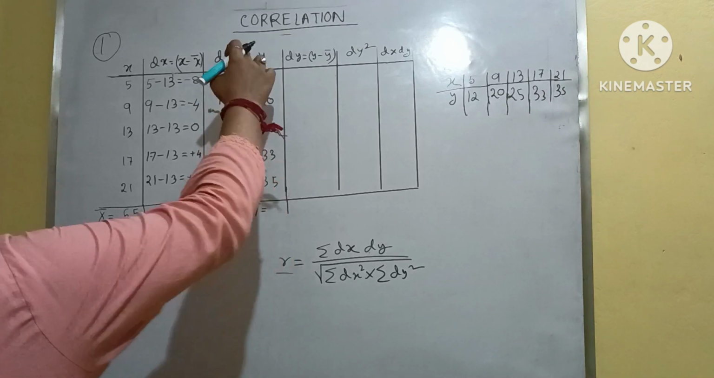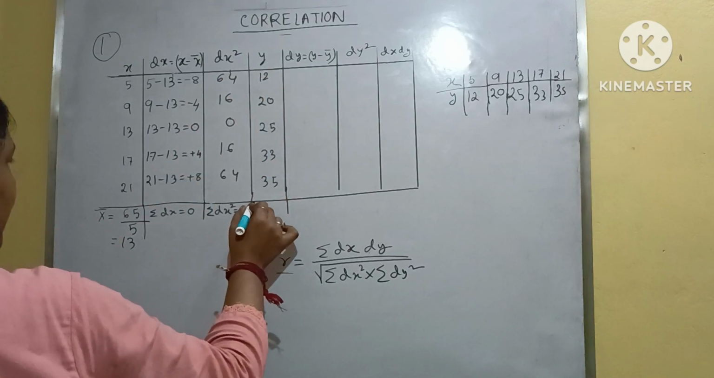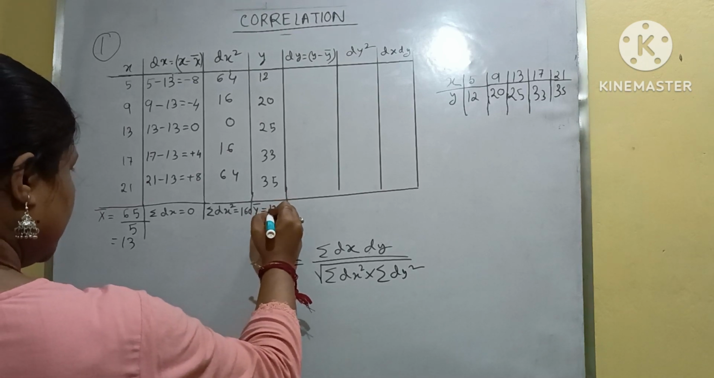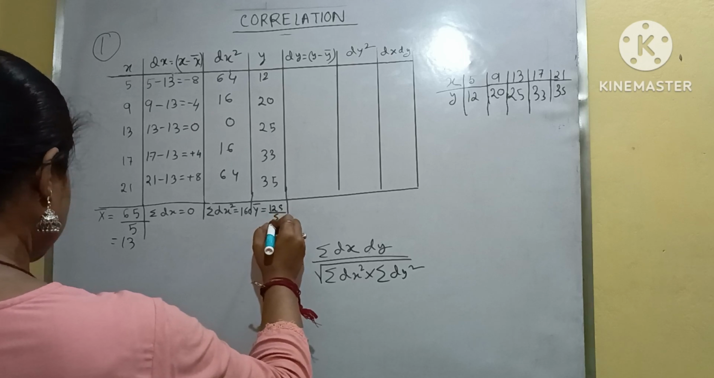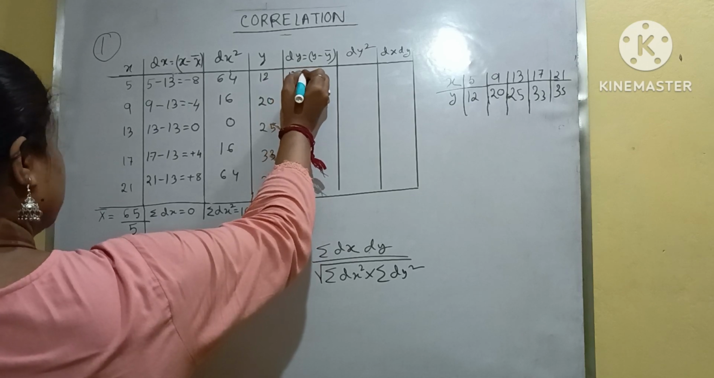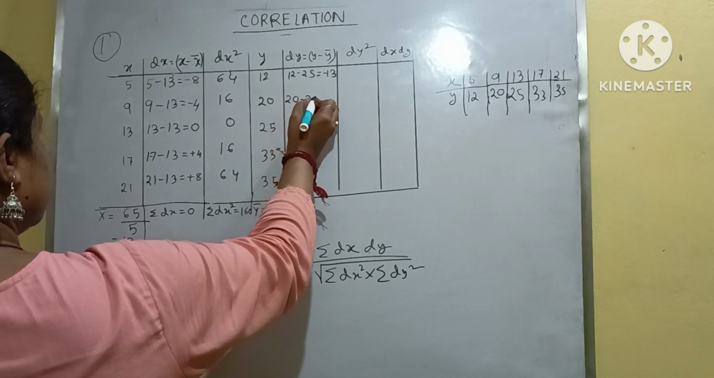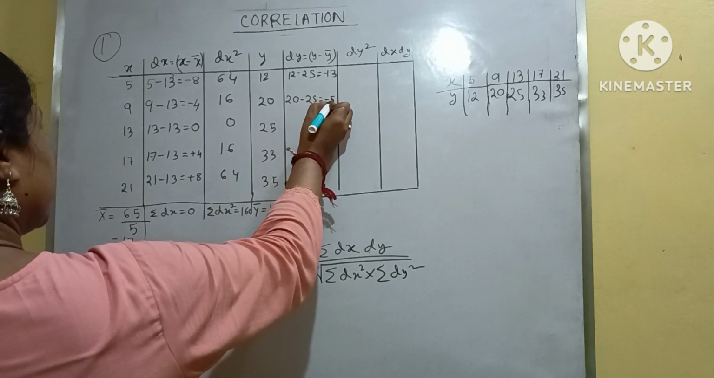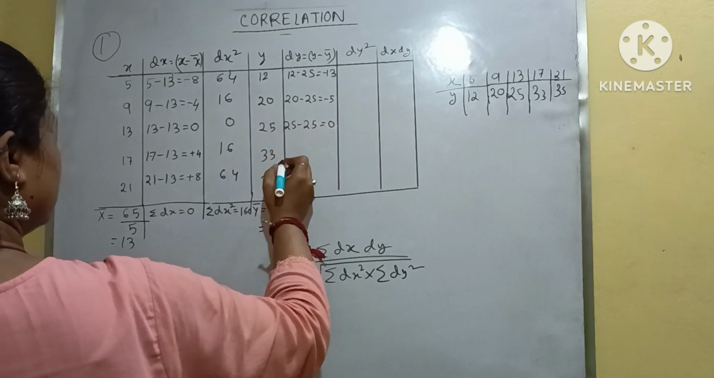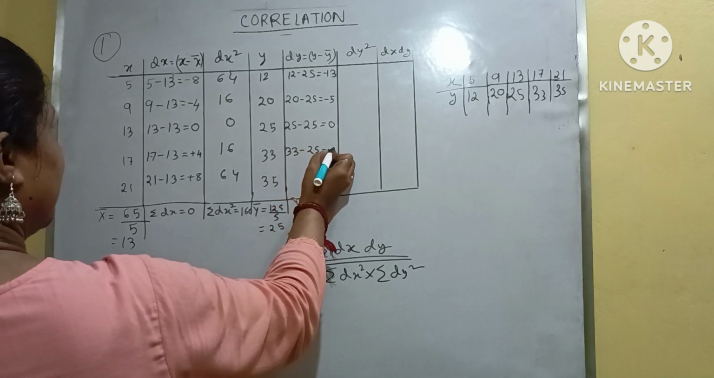Next, the dy value, in the same way we calculate dy. First of all, we calculate y bar, that is the sum of y divided by 5, and the answer is 25. Next 12 minus 25 equals minus 13, then 20 minus 25 equals minus 5, then 25 minus 25 equals 0, then 33 minus 25 equals plus 8.